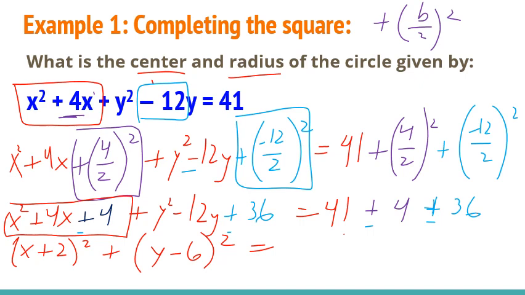So 45 plus 36, that's going to give me 81, right? Yeah, 45 plus 36. Now this you should recognize from yesterday's lesson. So our center is, flip the signs, negative 2, 6. And then our radius is the square root of 81, which is 9.